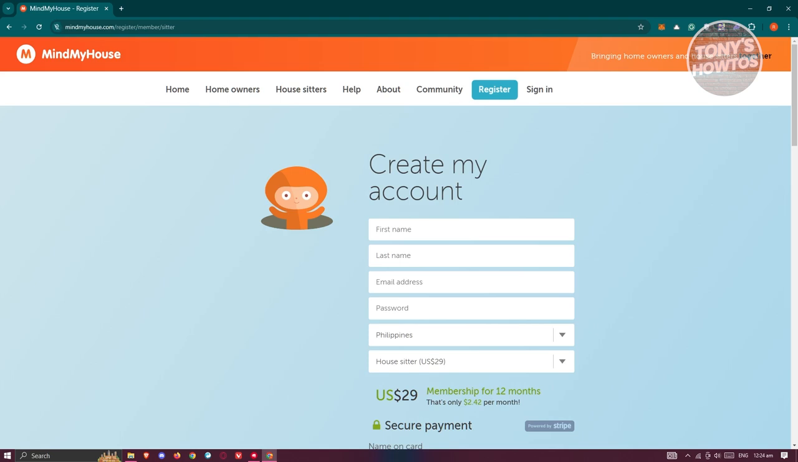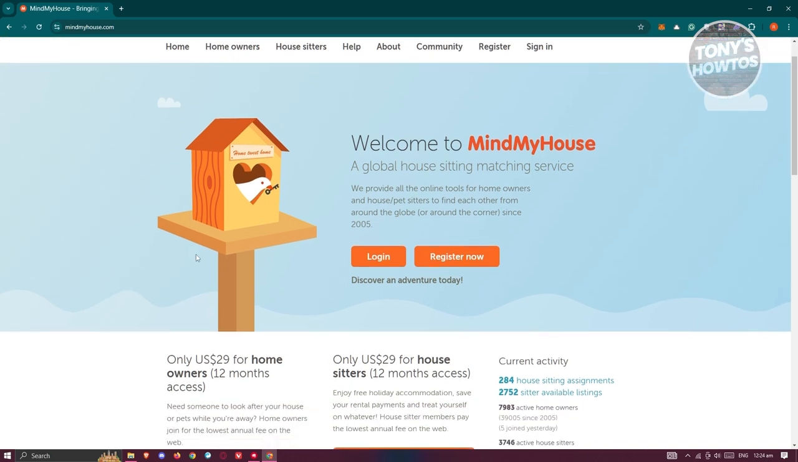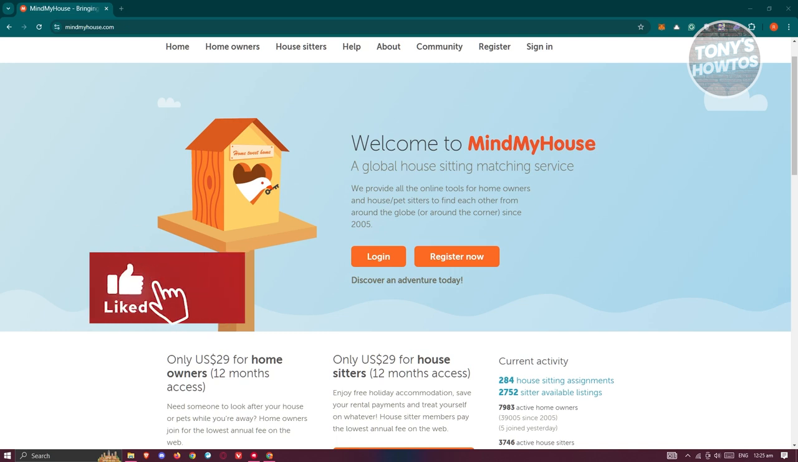So in this case, what's in it for you? What are the things that you could benefit from? One of the biggest perks is that you can get to stay in a homeowner's place without paying for accommodation. So this is perfect if you're traveling or a digital nomad. You can also choose to charge homeowners for your services. This isn't required, but it's an option if you want to make extra cash on the side.